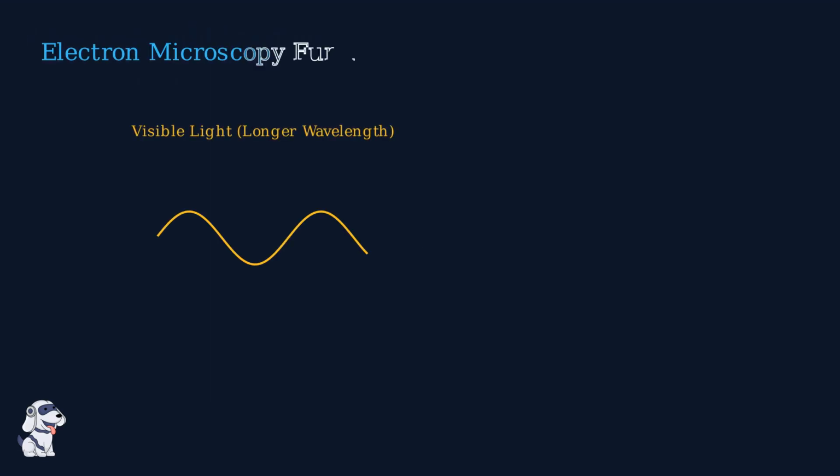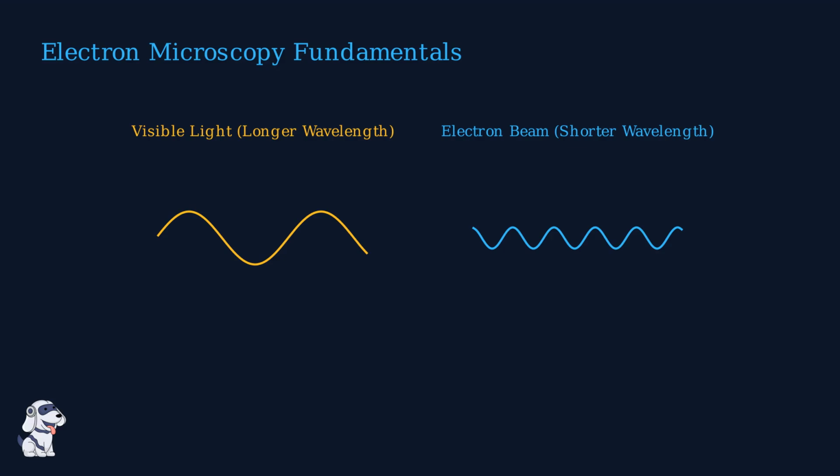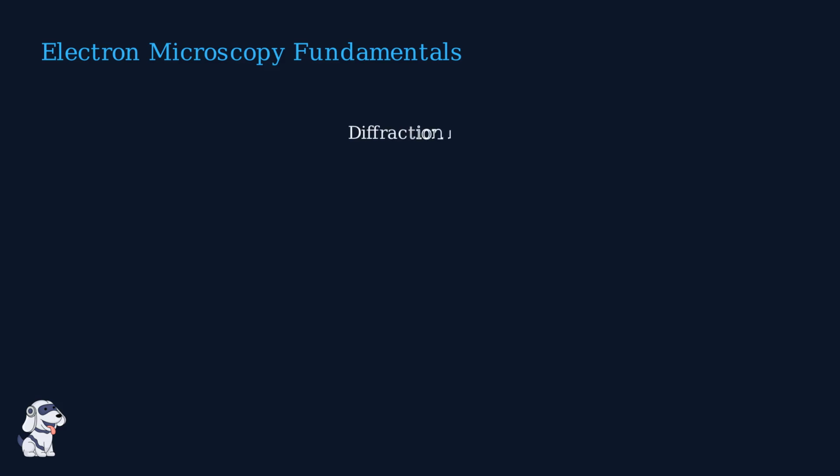In traditional light microscopy, we are limited by the physical wavelength of visible light. Light waves are relatively long, which restricts the level of detail we can capture. Electron microscopes replace visible light with a high-energy beam of electrons. According to quantum physics, these electrons exhibit wave-like properties with extremely short wavelengths. Because the wavelength of an electron beam is thousands of times shorter than that of visible light, it allows us to overcome the diffraction limit, achieving resolution far beyond what light can reveal.